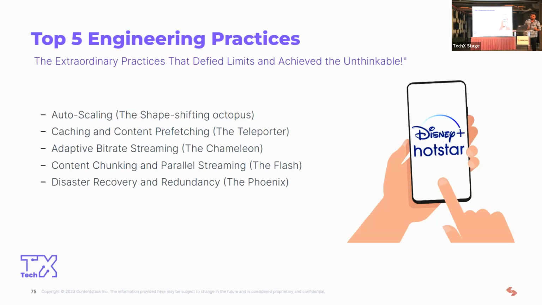The fourth one is content chunking and parallel streaming. This is a pure example of concurrency, which enables a faster experience, which we call the flash. And finally, disaster recovery and redundancy, or the Phoenix, wherein if the system fails, it gets back as quickly as it failed. So those are the 5 engineering practices that made sure of what we saw earlier, so they could cater to a lot more users than they thought of.